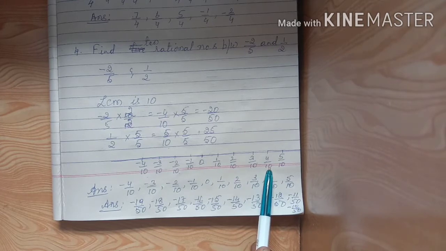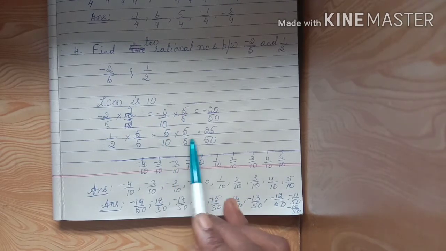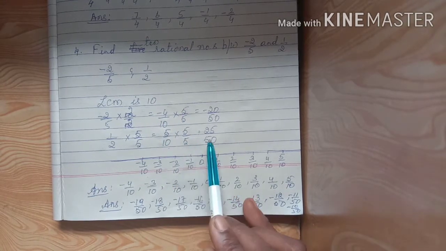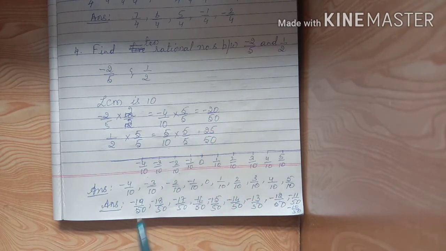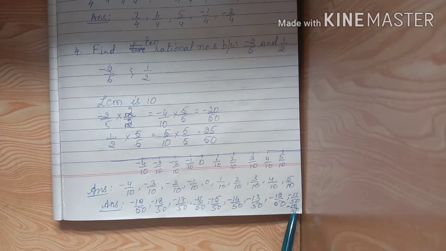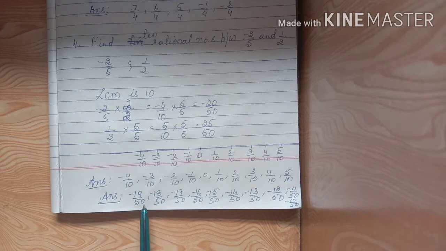So therefore what I did again, I multiplied by 5 by 5, and 5 by 10 multiplied by 5 by 5, then 25 by 50, minus 20 by 50 we got. So now further see here, minus 20 means what? Next number, minus 19 by 50, minus 18 by 50, minus 17 by 50, minus 16 by 50, minus 15 by 50. Like this many rational numbers we get here, children. So these are the rational numbers. Okay, so you can write the 10 rational numbers we need.